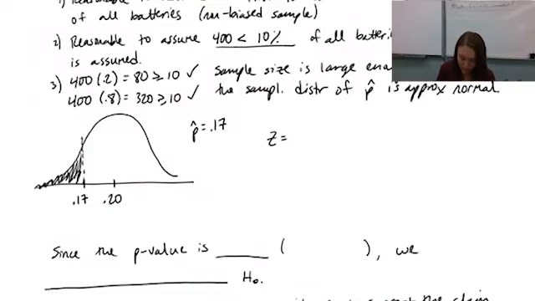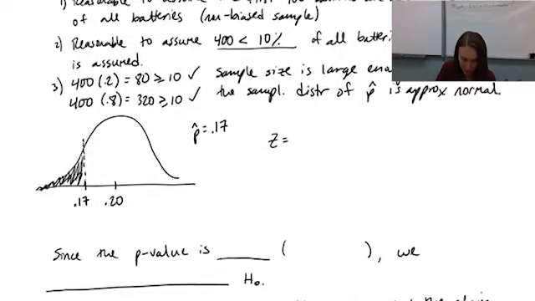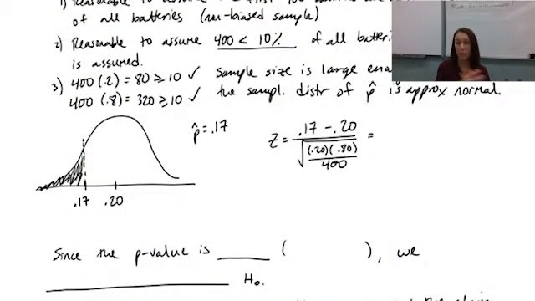So calculating my z-score, I have 0.17 minus 0.20 divided by my standard deviation, which is the square root of p, 0.20, times 1 minus p, 0.80, divided by n, which is 400. So remember, we've already gone over these formulas. I get a z-score of negative 1.5.